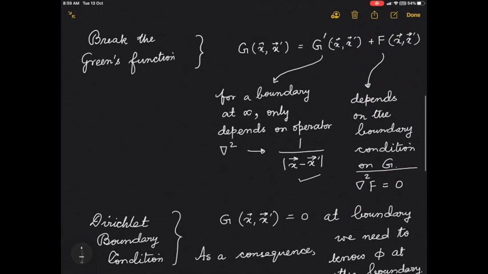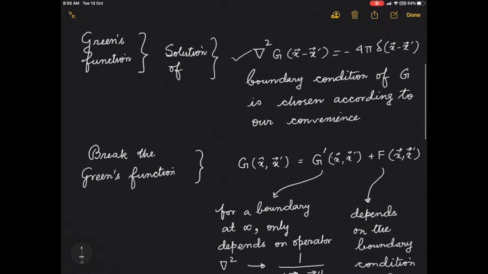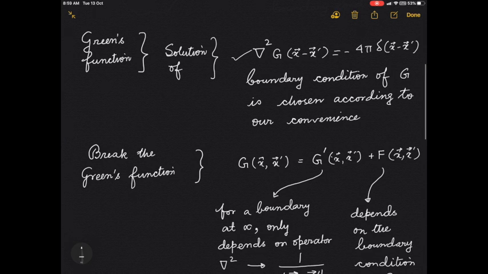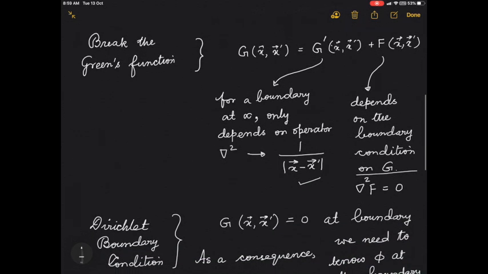So what does it give us? We'll see some examples today, but let's understand what has happened. This is only what we have discussed last time so far. So we have this Green's equation, which gives me the solution, which is Green's function.